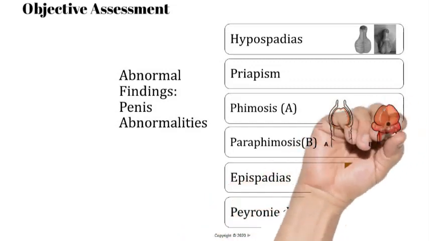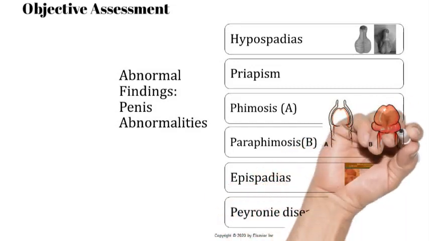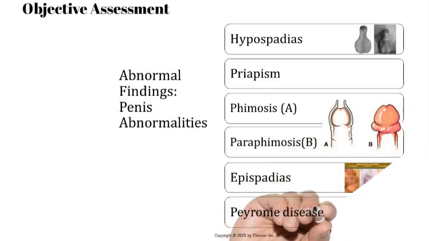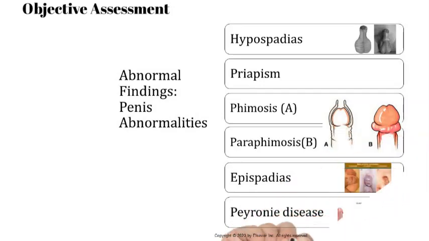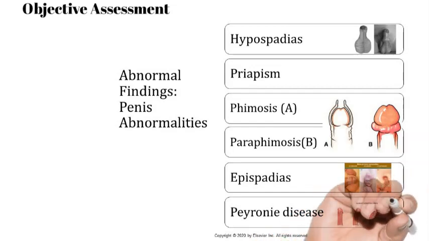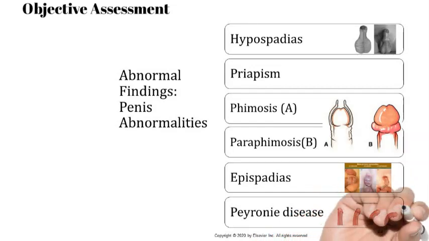Epispadias, a rare congenital abnormality in which the urethral meatus is located on the upper side of the penis, rather than at the tip. Peyronie's disease, a condition in which scar tissue forms inside the penis, leading to a curvature of the penis during erections and difficulty with sexual function.